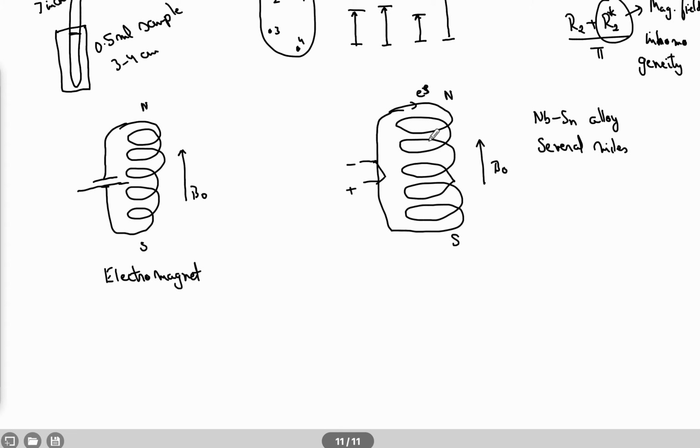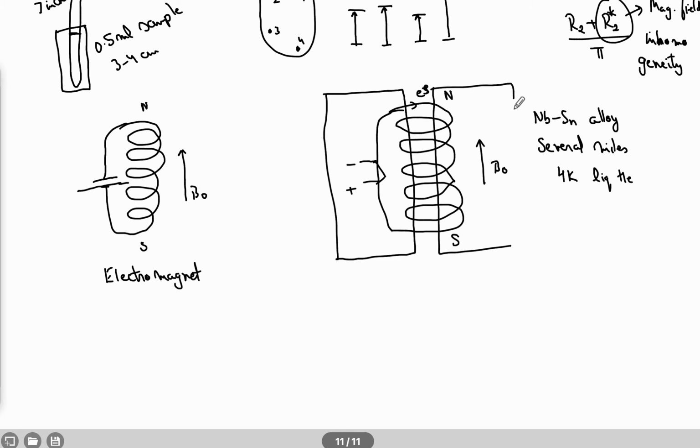Now, the whole thing works as superconducting only at 4 Kelvin. Okay, so 4 Kelvin temperature is achieved by liquid helium. So what they do is they put this whole thing into a chamber kind of thing, which is full of liquid helium. So this whole coil is immersed in liquid helium. This is the level of liquid helium which I have shown. So here you have liquid helium which is at 4 Kelvin.